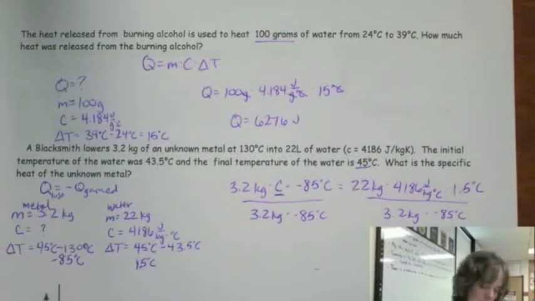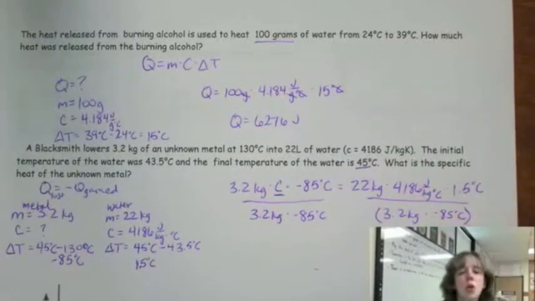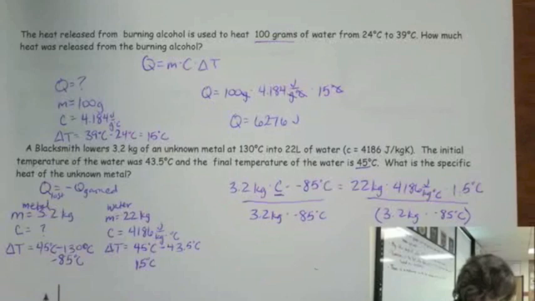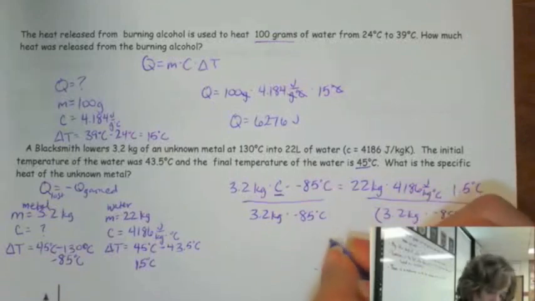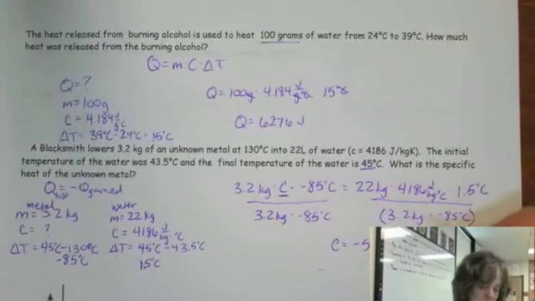This is why you've got to pay attention when we're putting things in. You want to make sure the bottom part's in parentheses, because if it's not in parentheses, then you get a ridiculously large number. All right. So this gets us, at the moment, C equals negative 507.86, but you can't have a negative specific heat.